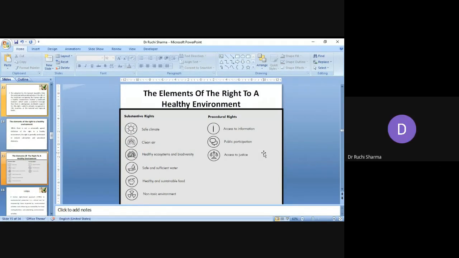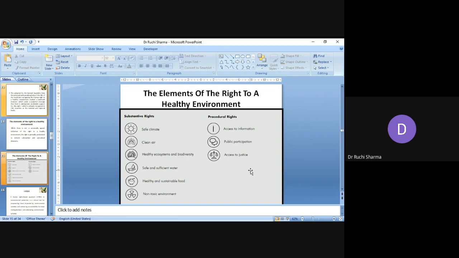The procedural elements include access to information, the right to participate in decision making, and access to justice and effective remedies, including the secure exercise of these rights free from reprisals and retaliation. Realizing the right to a healthy environment also requires international cooperation, solidarity, and equity in environmental action, including resource mobilization as well as recognition of extraterritorial jurisdiction over human rights harms caused by environmental degradation.